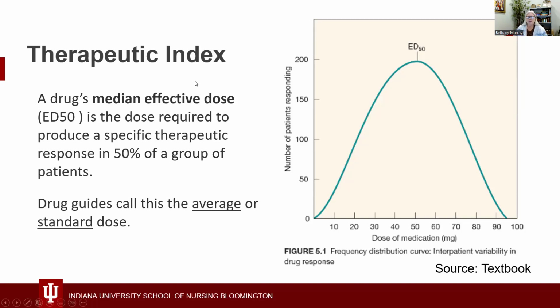So a drug's median effective dose, the halfway, the middle effective dose, ED50, is the dose required to produce a response in the research trials in 50% of patients. If you look at this graph, you've got number of patients responding, and when you hit 200 people, or 50%, that's 50% of the people right here. So that's called the ED50.